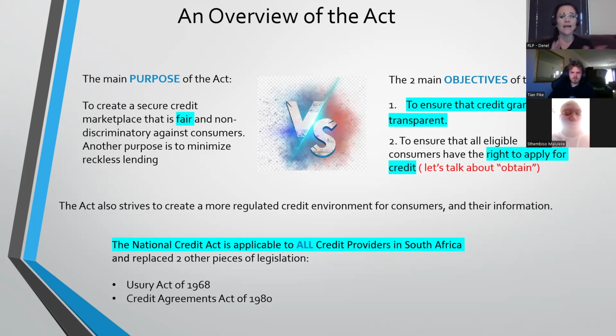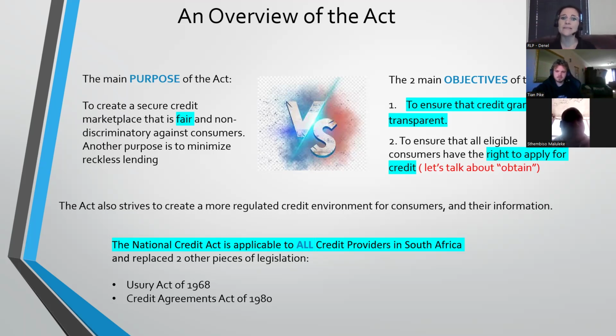Okay, so then the National Credit Act also strives to create a more regulated credit environment for consumers as well as consumers' information. So if they say they want a regulated credit environment for consumers and the information, there's one piece of legislation that usually comes to mind for most South Africans nowadays, and that's the POPI Act. You guys, everyone uses that as an excuse. If someone phones you from a telemarketing company and you just say, do you know the POPI Act? You're not allowed to contact me without my consent, etc. Okay, so what they're trying to say is that in the past, consumers and their information were shared freely.